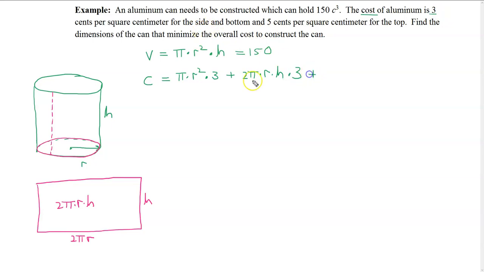Now we have the cost for the top of the can. Well, the top of the can has area pi r squared just like the bottom, so it's going to be pi r squared times 5. So that's the cost for the top of the can. So what we have here is the cost for the bottom and side, and right here is the cost for the top. Now let's simplify this as we've got 8 pi r squared plus 6 pi r h.